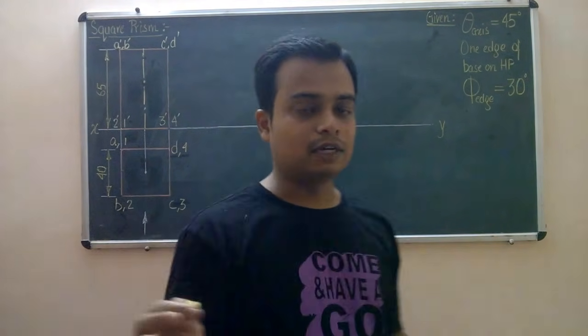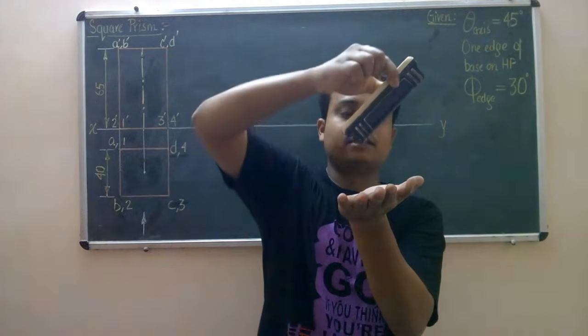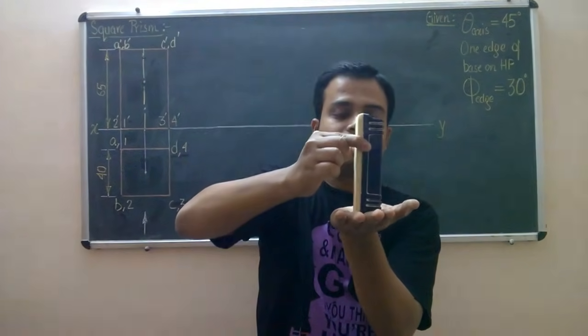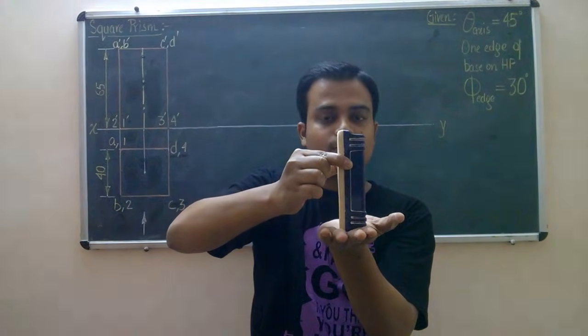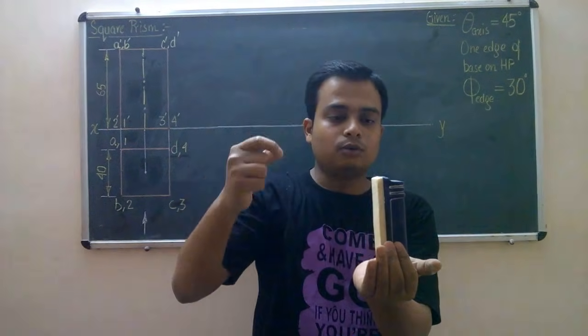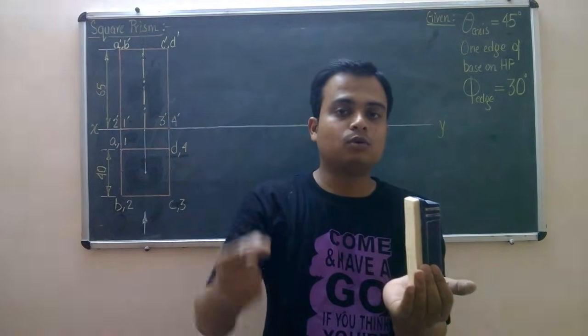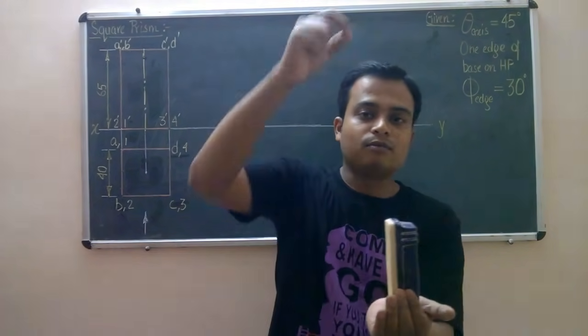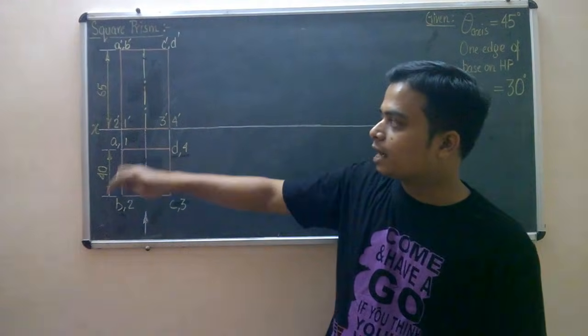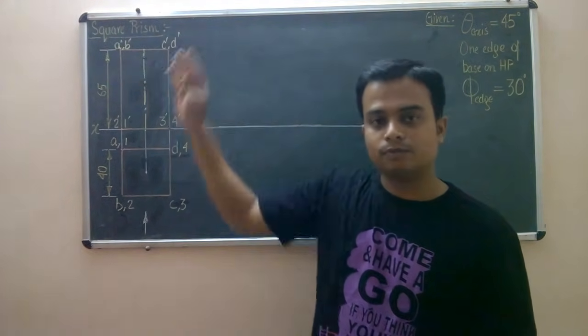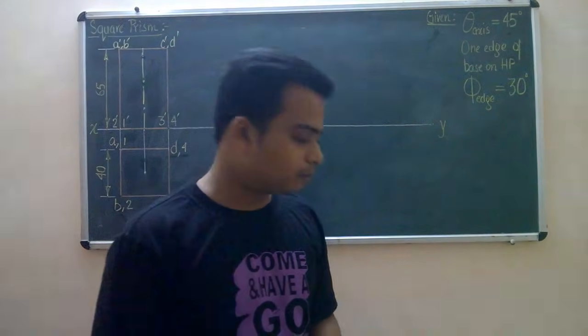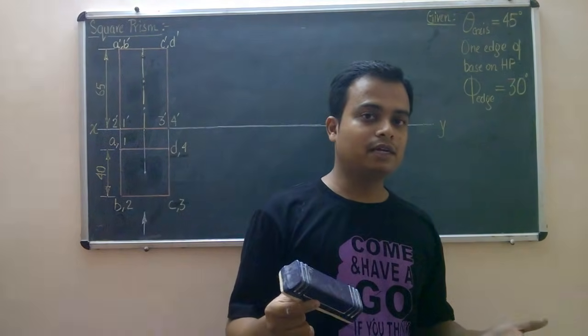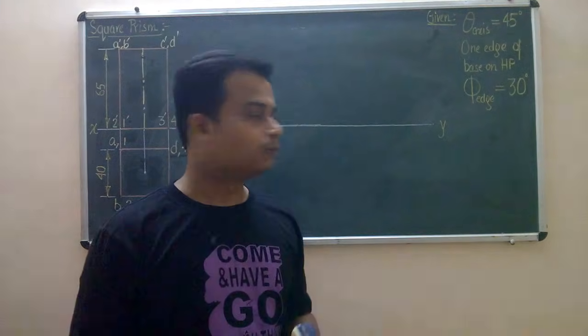So that was all about the initial position. The axis was inclined like this, so we slammed it with its base resting on HP. We thought about the true shape of the base and came to know that it will be evident from the top, so we drew the top view first, and accordingly we drew the front view. So this was all about step number 1. Now let us quickly get started with step number 2.